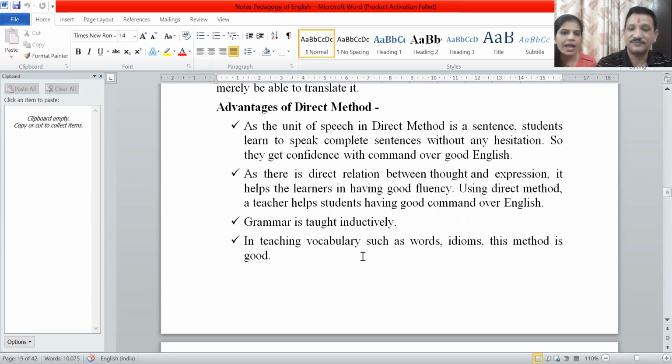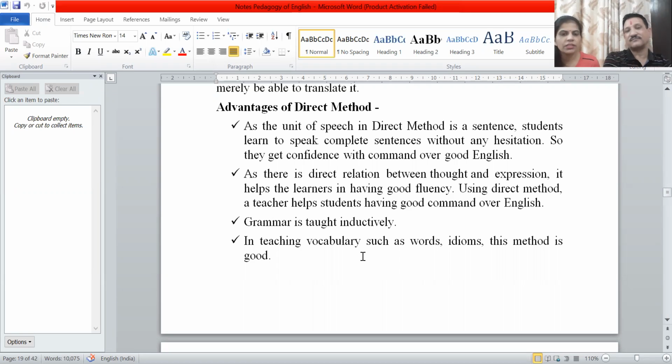The second one is, as there is direct relation between thought and expression, it helps the learners in having good fluency. Using the direct method, a teacher helps students have good command over English. In the translation method or bilingual method, the person thinks in the native language and after that translates into English. But in the direct method, there is no relation of thinking with the native language. The thought process is also in English, and the speech process is also in English.